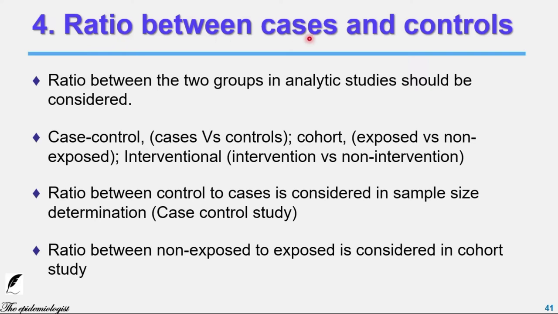Four, ratio between cases and controls. The ratio between the two groups in analytic studies should be considered: case control, cases versus controls; cohort, exposed versus non-exposed; interventional, intervention versus non-intervention. A ratio between controls and cases is considered in sample size determination in a case control study. A ratio between non-exposed and exposed individuals is considered in a cohort study.